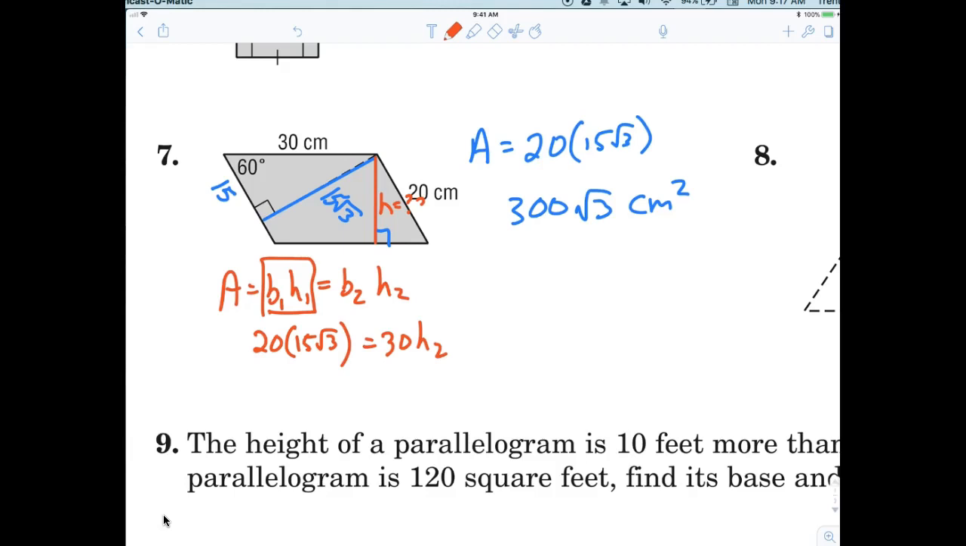Again, that's why somebody asked me earlier, will the area always be the same? Of course, if you use the right base and height. If you use the right base and height, the areas will have to come out to be the same.